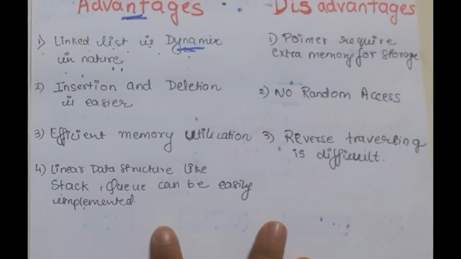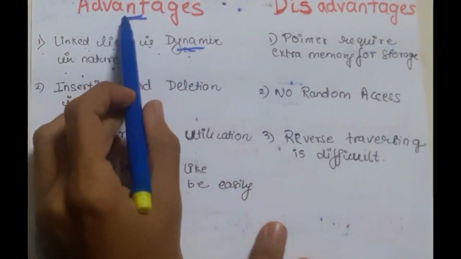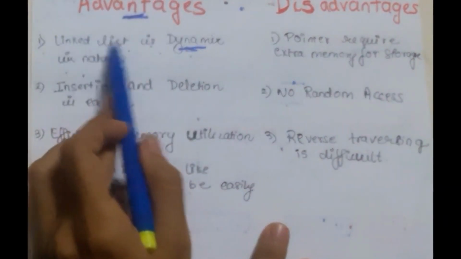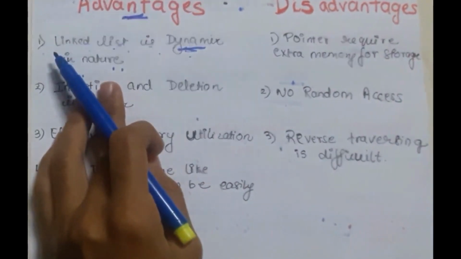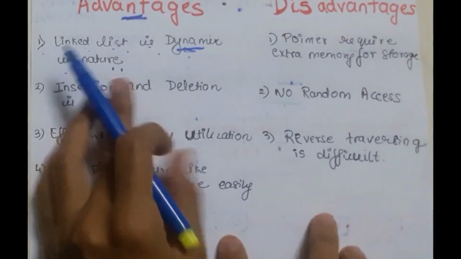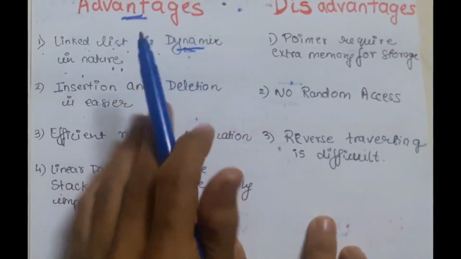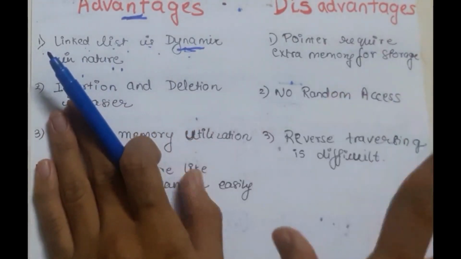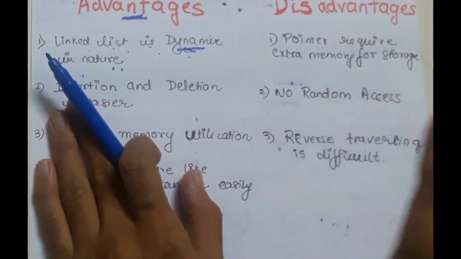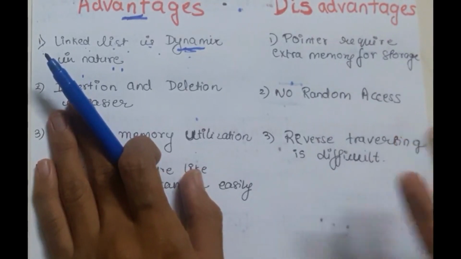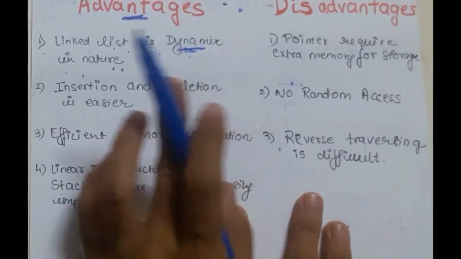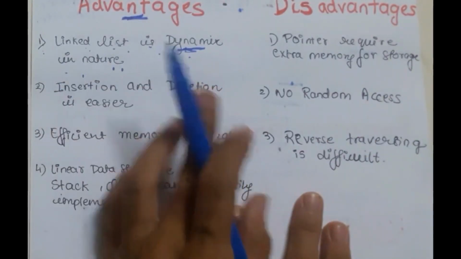Now let us see what are the advantages and disadvantages of linked list. Starting with the advantages, the first one is linked list is dynamic in nature. Dynamic means the memory is allocated at runtime, and if memory is allocated at runtime, there is no limitation for allocation. We can allocate memory as per our requirement. Okay, so this is the first advantage.